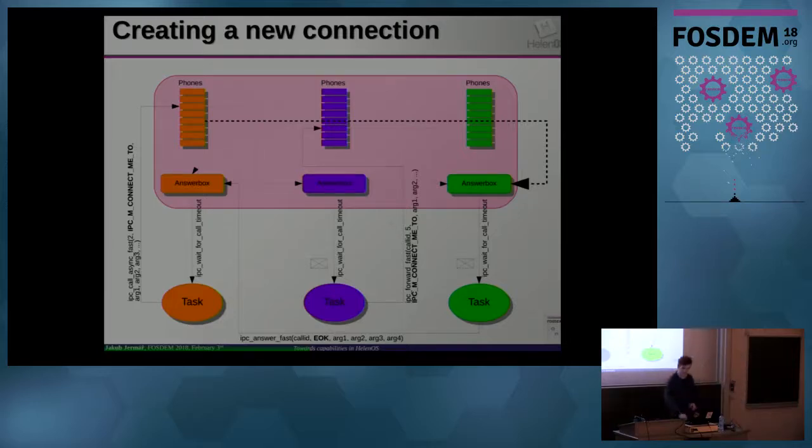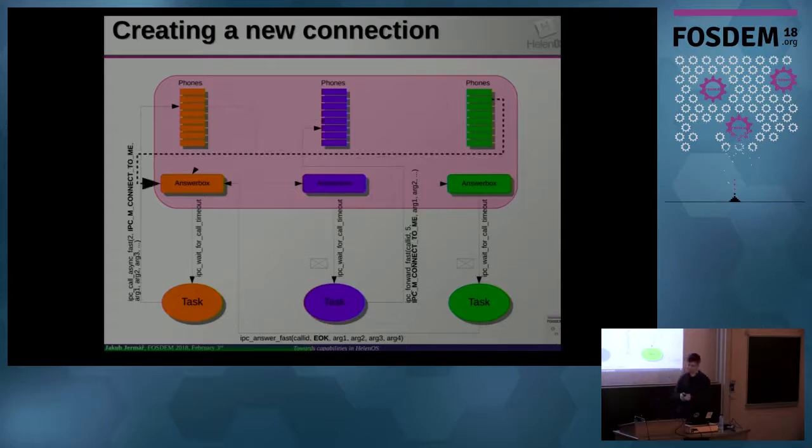The direction can also go the other way. So instead of using IPC_M_CONNECT_ME_TO, I can say IPC_M_CONNECT_TO_ME, in which case the arrow would go like this. So there will be a new connection created from the task which replies to the answerbox of the original sender.